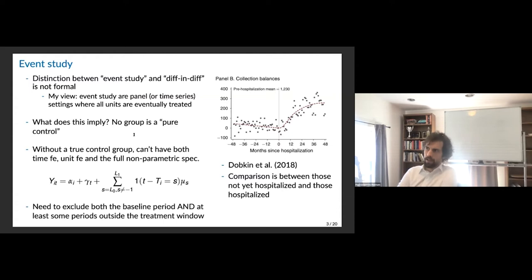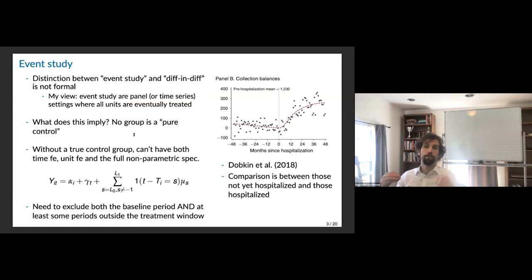An example that I have here on the right is from this paper by Dobkin, Finkelstein, Noto, and I want to say Klunder, which is about hospitalizations. The data set that they're using is people who are hospitalized. The sampling process is that you see people come to a hospital. You know when they come, but all your units are people who are hospitalized eventually. You can see backwards and forwards, but your sampling process by definition generates people who are at some point eventually treated. So you don't have a pure control per se.